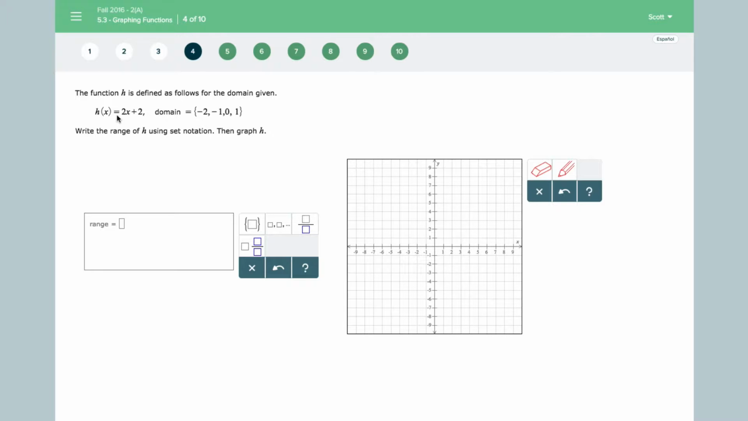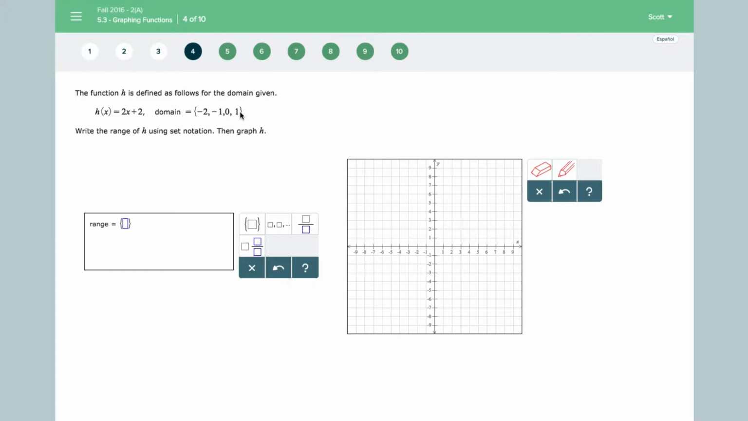Okay, now we're given a function and we're given a domain. The function h defined as follows for the domain given. Write the range using the set notation. Set notation just means the brackets. So let's see. If the domain is -2, -1, 0, 1, it means that we're plugging in each one of those.